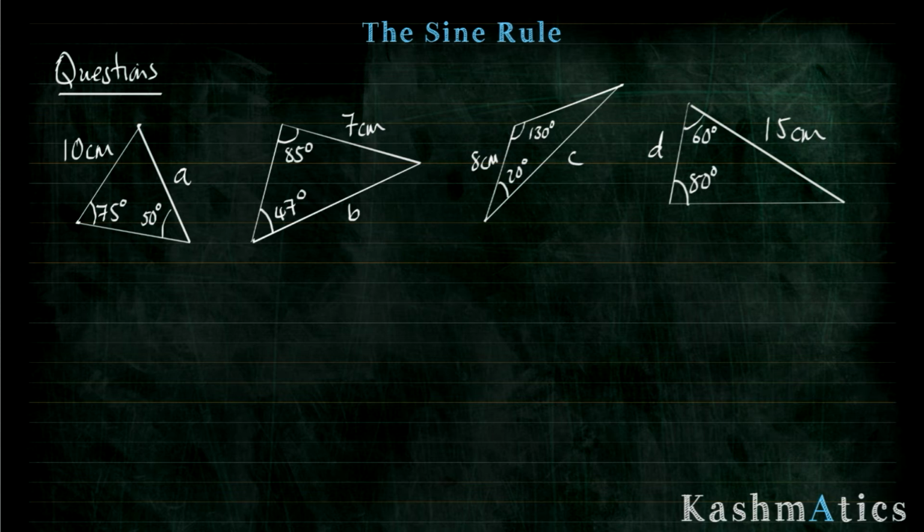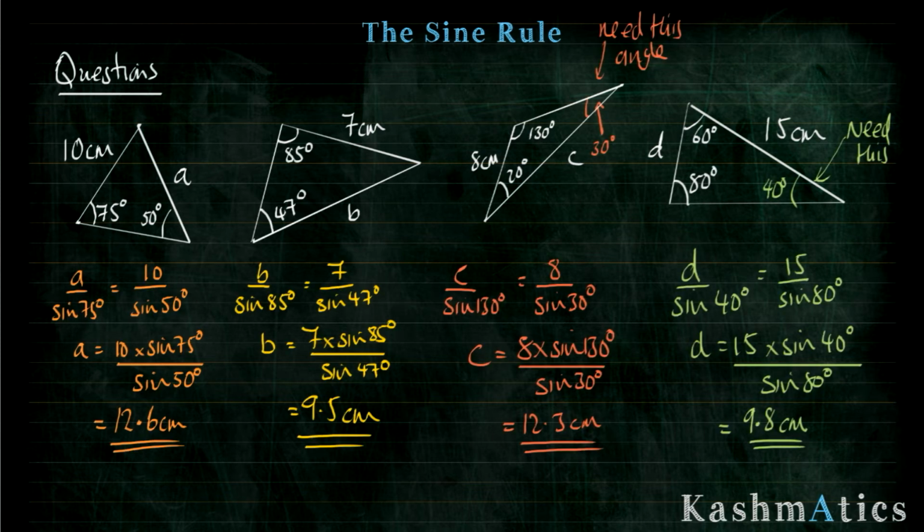So I'm about to reveal the answers in 3, 2, 1, and here we go. Okay, so the first two are straightforward, and you can pause the video and read those if you want to. Now the second two, remember what I said about having an opposite side and an opposite angle. So that 8 centimeters is not opposite an angle. It's opposite this angle over here, opposite this 30 degrees. Okay, but the question had 20 degrees and 130 degrees. So it wouldn't work, so I'd have had to work out this angle over here first.